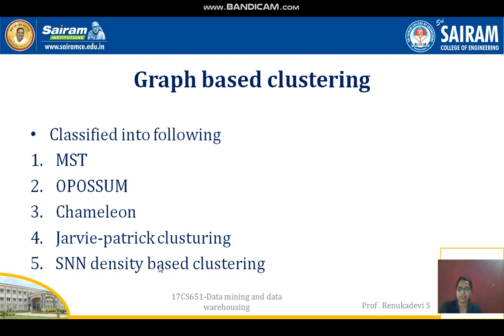The last one is SNN density clustering. This algorithm is similar to the JP clustering algorithm in that it starts with the SNN similarity graph. Instead of using a threshold to sparsify the SNN similarity graph, this SNN density based clustering algorithm applies DBSCAN. Initially it constructs the SNN similarity graph and applies DBSCAN with the specified parameters. This algorithm automatically determines the number of clusters in the data. Note that not all the data points are clustered.